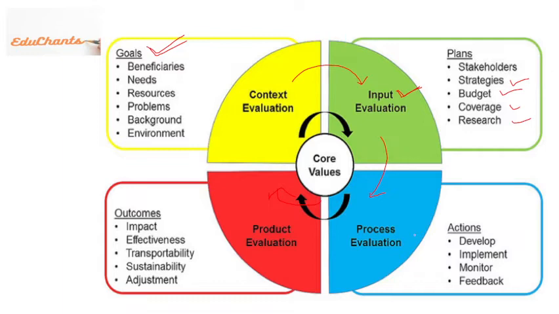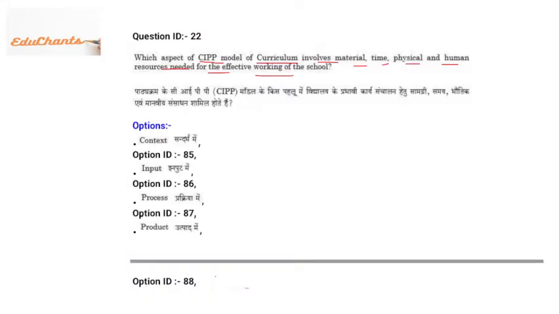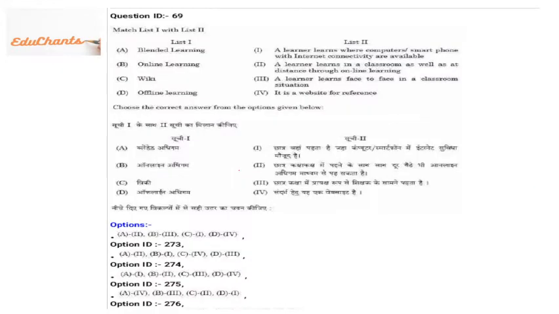Then process. What will be the process? Then your action. That means to develop, to implement, to monitor and to give feedback. Then finally you will get the product. That means outcome or result, impact, effectiveness, transportability, sustainability, adjustment, etc. So we are coming back. Now, which aspect of the CIPP model involves material, time, physical and human resources? Just a while back we have seen that these are needed in input, right? That means B will be the right answer. These are input.